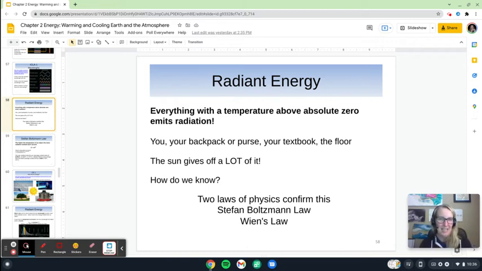Okay, radiant energy. Everything that has a temperature above absolute zero, that means 0 Kelvin, not 0 Celsius, emits radiation. That means that the wall behind me is emitting radiation. I'm emitting radiation. This awesome microphone is emitting radiation. My cold glass of water is emitting radiation. And the sun gives off a lot, a lot.